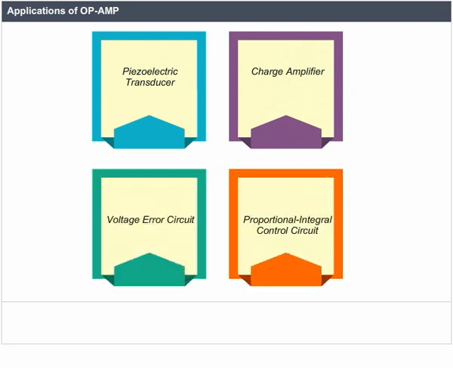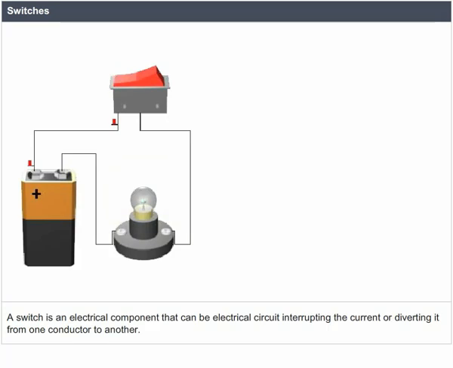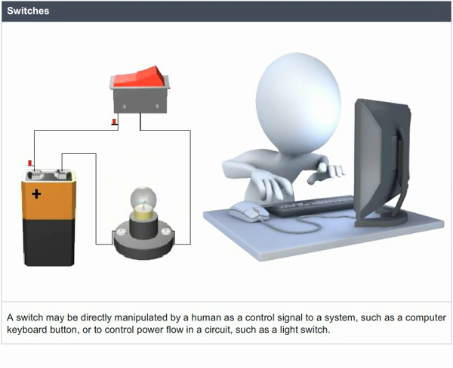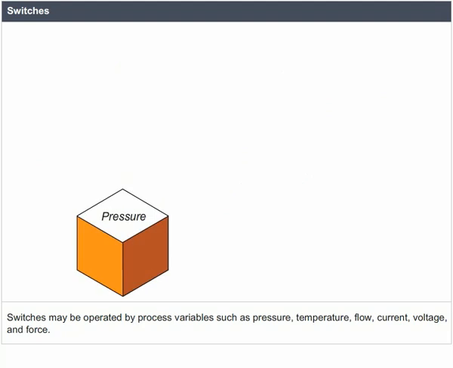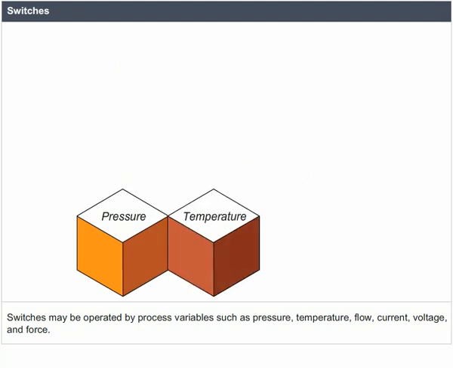Switches. A switch is an electrical component that can break an electrical circuit, interrupting the current or diverting it from one conductor to another. A switch may be directly manipulated by a human as a control signal to a system, such as a computer keyboard button, or to control power flow in a circuit, such as a light switch. Switches may be operated by process variables such as pressure, temperature, flow, current, voltage, and force.